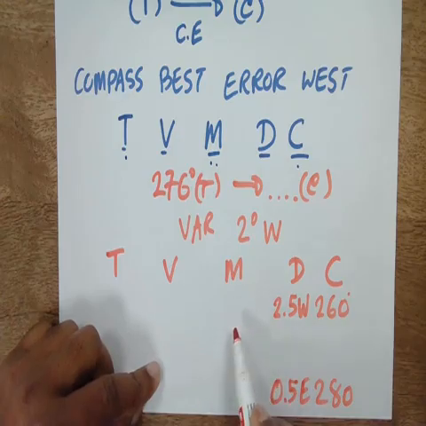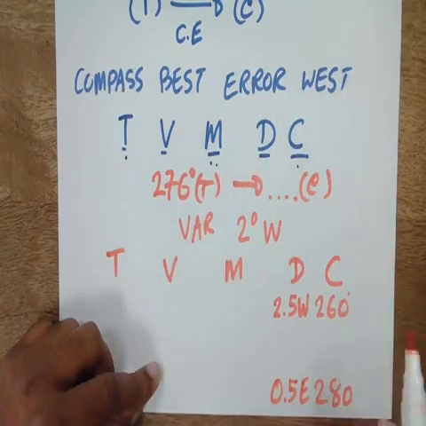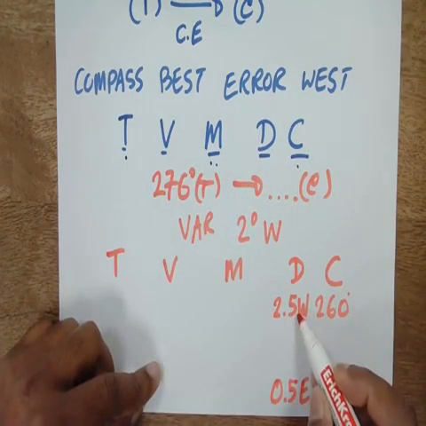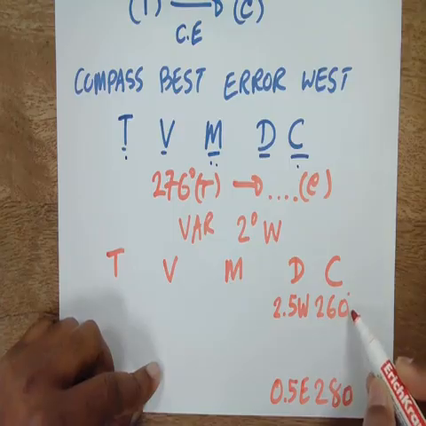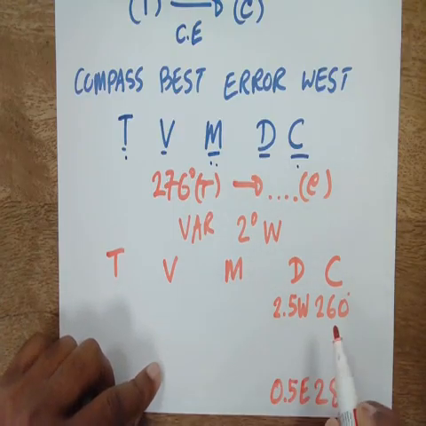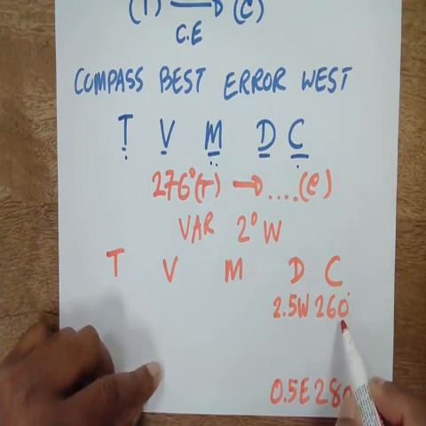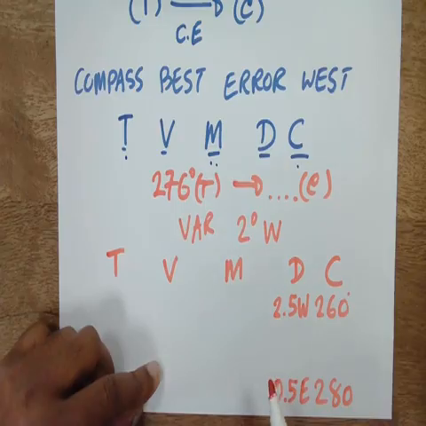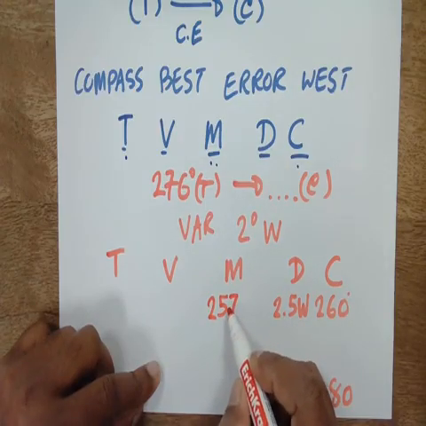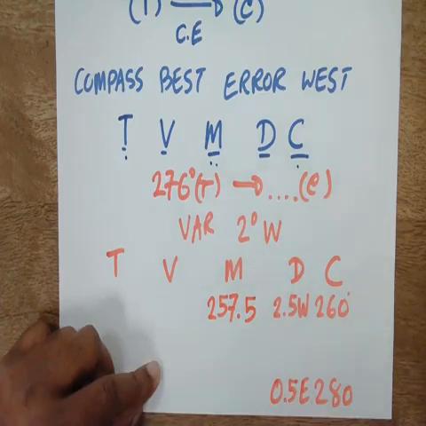So now we have to find out the magnetic heading. In this case, we can go to the compass best, error west method. Compass best, if the error is west, the compass is best. That means compass is more, so the magnetic is going to be less: 260 minus 2.5, which is 257.5. And in this case, compass least, error east. So the compass is less compared to magnetic. That means magnetic is going to be 280.5.